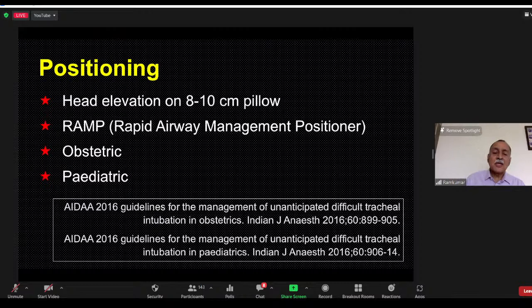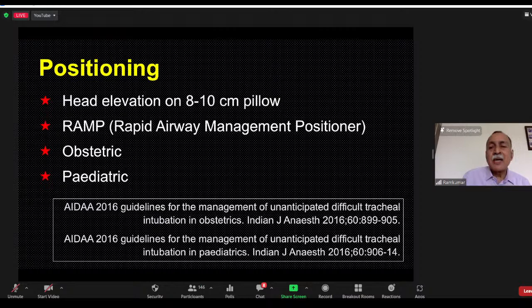Now, there are certain other special head positioning techniques that are described. The second bullet point draws our attention to what's called the RAMP position, which stands for Rapid Airway Management Positioner, which I will show you in the subsequent slide. There is a special positioning required for obstetric patients, even if they are non-obese, keeping the gravid uterus in mind. And there is a special positioning required for pediatric patients. So positioning of the head is very important for every airway management. And it differs slightly, or maybe in a major way, while dealing with an obese patient, an obstetric patient, and a pediatric patient. Given at the bottom of the slide are two of the guidelines that we brought out, which specifically look at airway management in obstetrics and airway management in pediatrics.